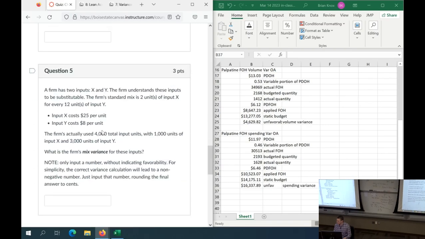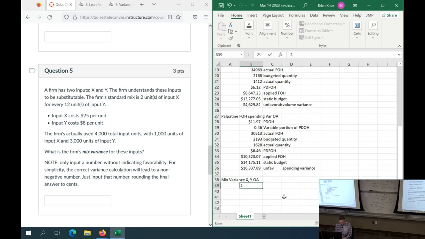So we're looking for a mix variance. This firm has 2 inputs, X and Y. The firm understands these inputs to be substitutable. That's just going to go without saying for mix variances. It's just our premise. Our standard mix is 2 X's for every 12 units of Y, and here we have our X and Y costs. All right, let's build that up. This is a mix variance XY question.